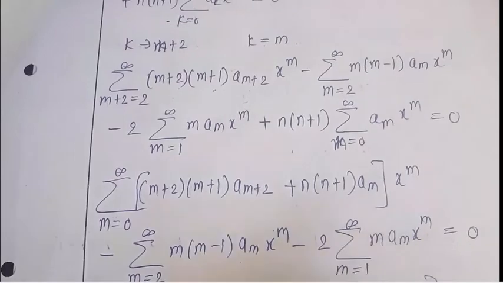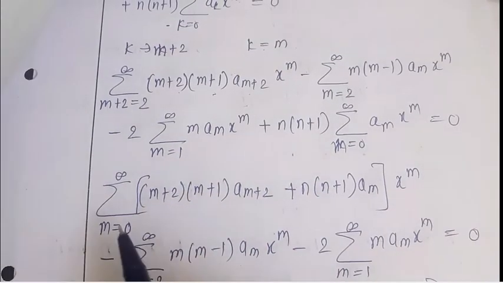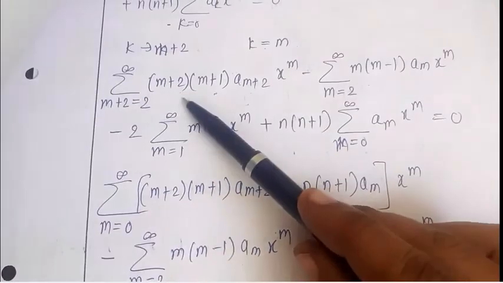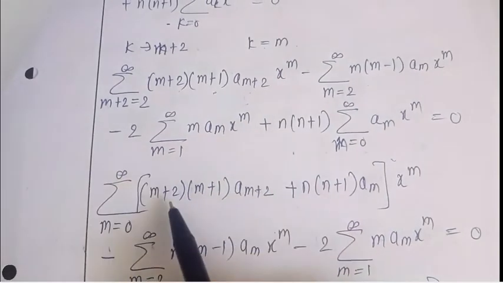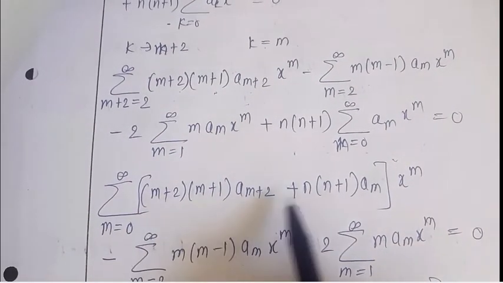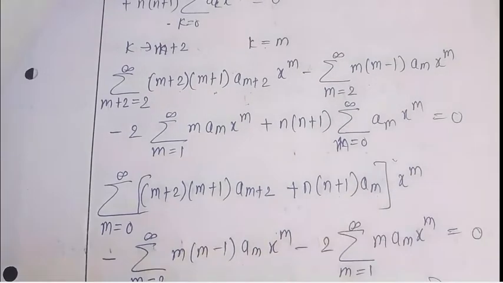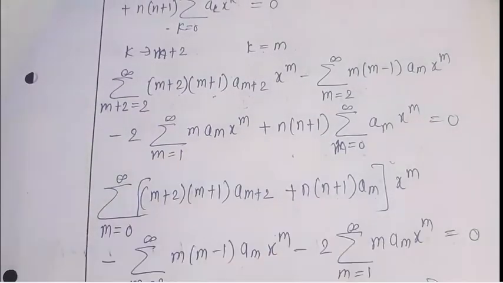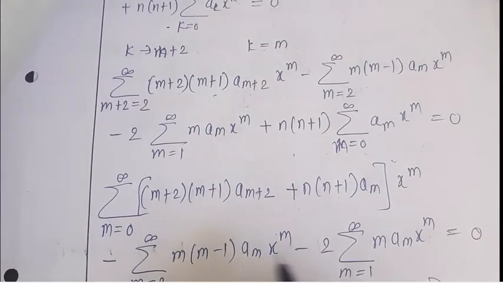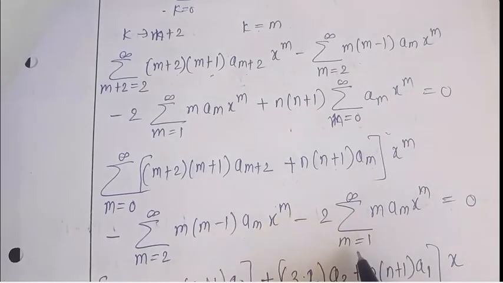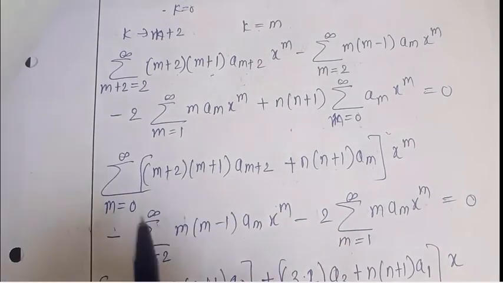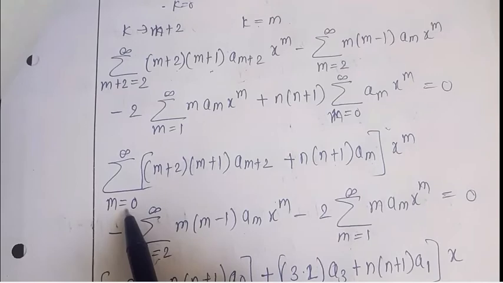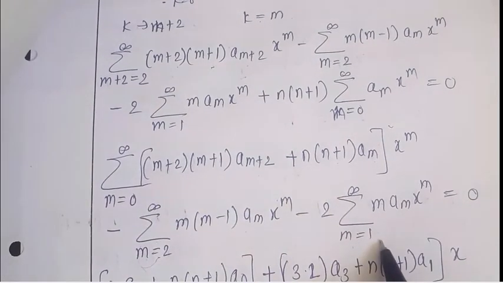Now combine all the same powers under one summation. We have two summations which start from 0 to infinity, the first and the last. So we combine them and we get summation of m plus 2 into m plus 1 a m plus 2 plus n into n plus 1 a m, times x to the power m, minus 2 times the summation m is equal to 1 to infinity. The second and third remain as they are. Now we focus on this summation. Here m starts from 1, 2 and 0. So we can start all summations from 2 by substituting m is equal to 0 and 1 in the first summation, and in the last, m is equal to 1.